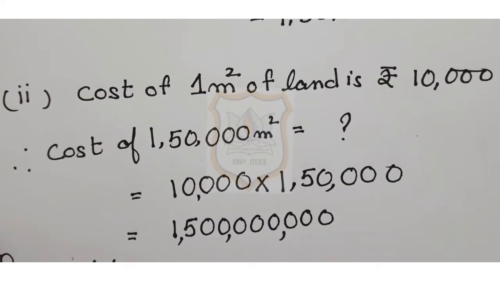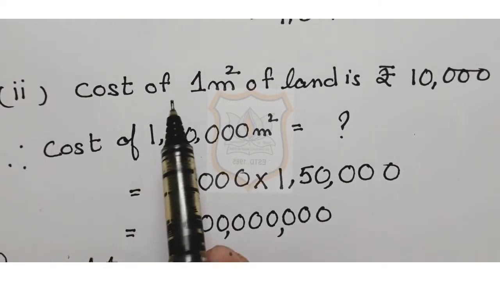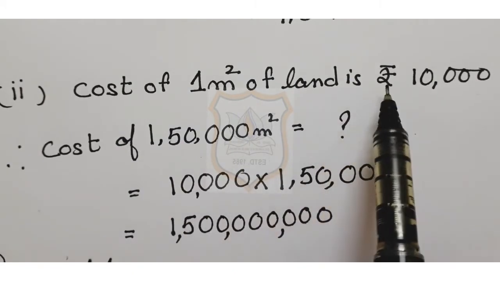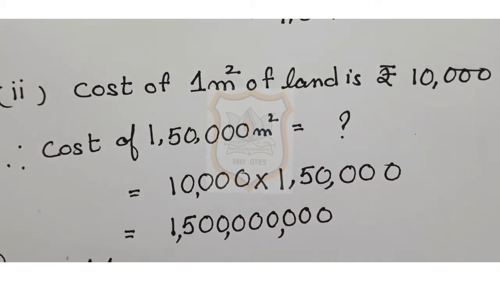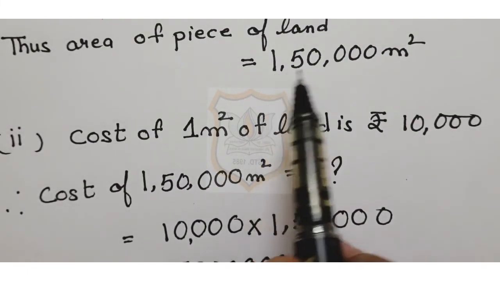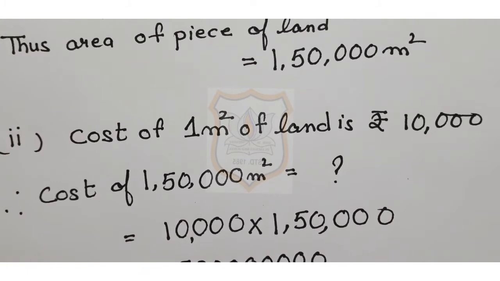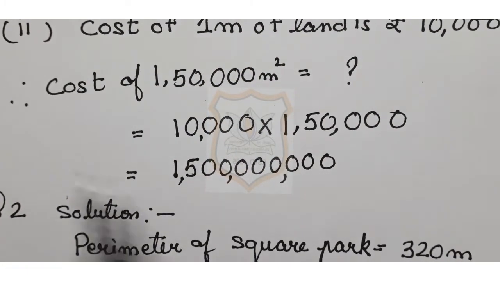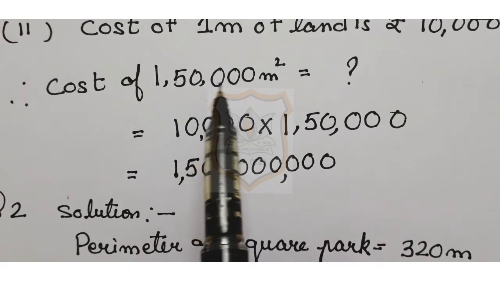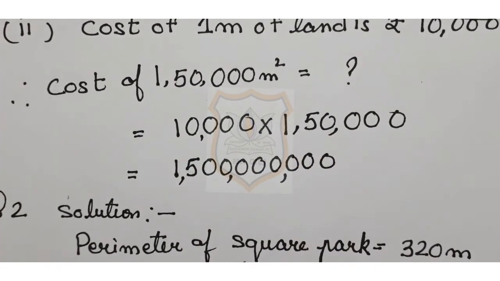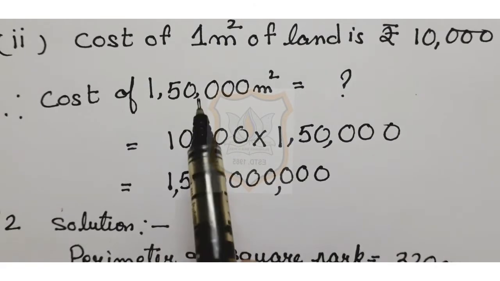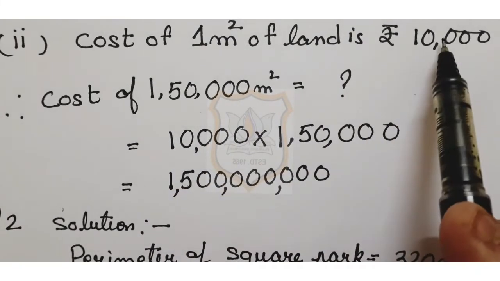It is already given in the question that the cost of 1 meter square of land is equal to rupees 10,000. इसका मतलब है 1 मीटर स्क्वायर लैंड की कॉस्ट दे रखी है और वो है 10,000 रुपीज. आपको क्या फाइंड करना है? एरिया आपने फाइंड आउट किया 1,50,000, तो 1,50,000 की कितनी कॉस्ट होगी वो आपको फाइंड करना है. To find that, what is the cost of 1,50,000 meters square? To find this, you have to multiply 1,50,000 by 10,000.